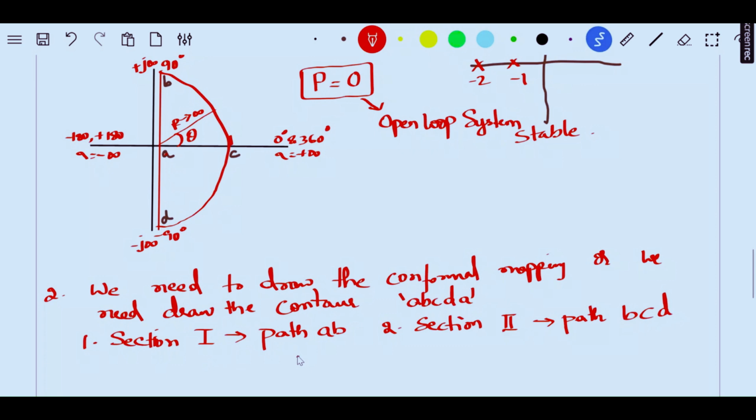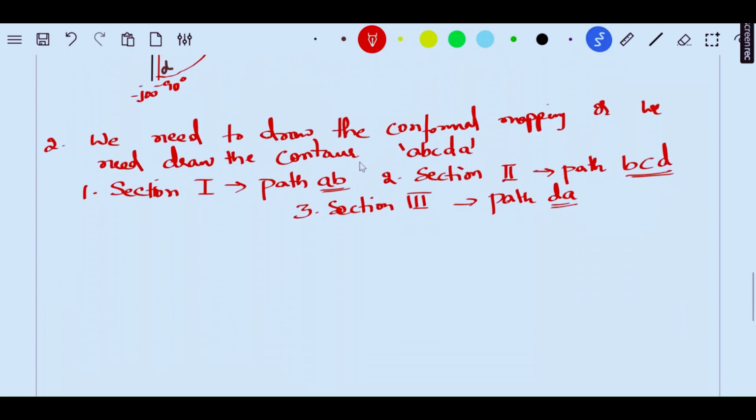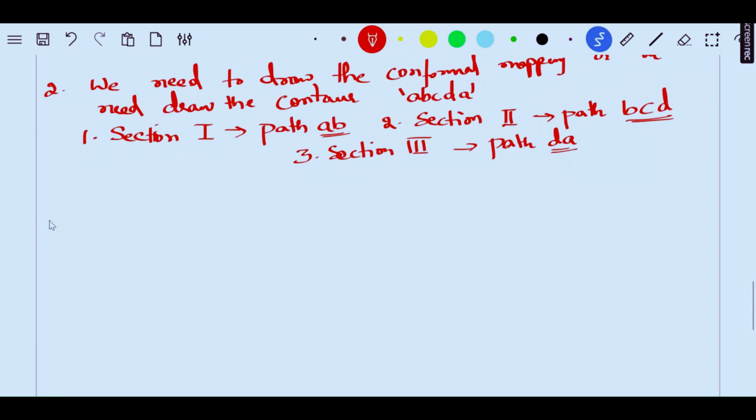And finally, the third path, which is section 3, is path DA. So path AB, path BCD, and path DA. Now let me take section 1 and try to draw the contour for section 1, which is path AB.